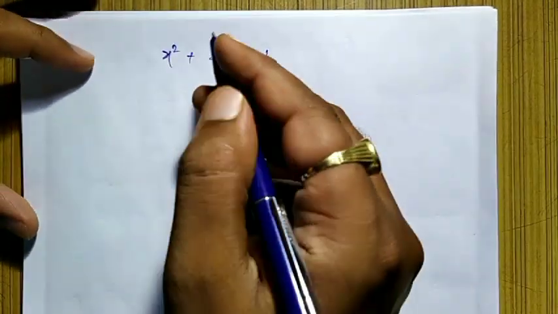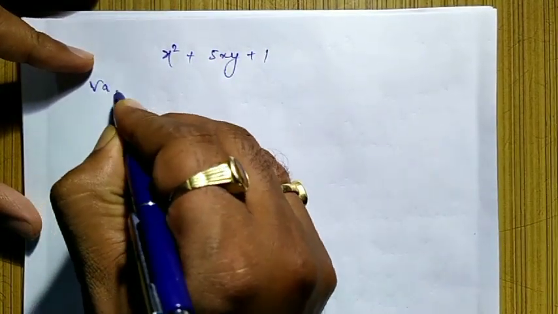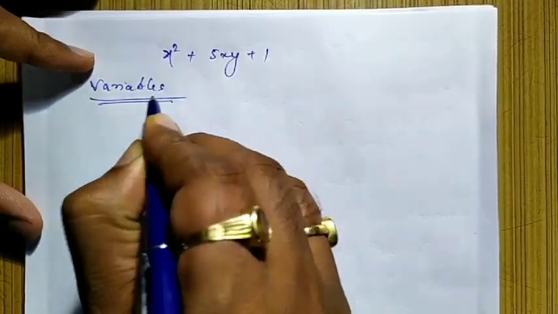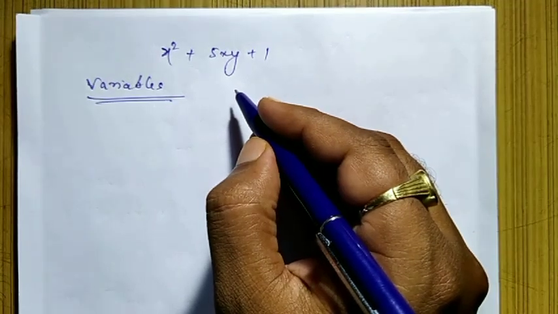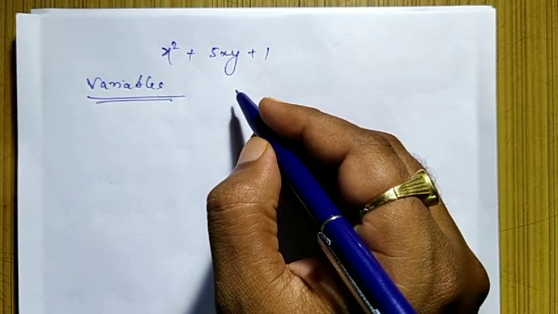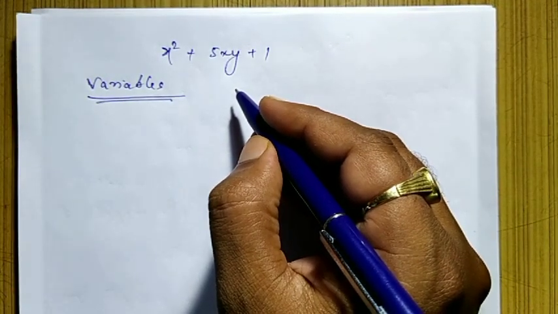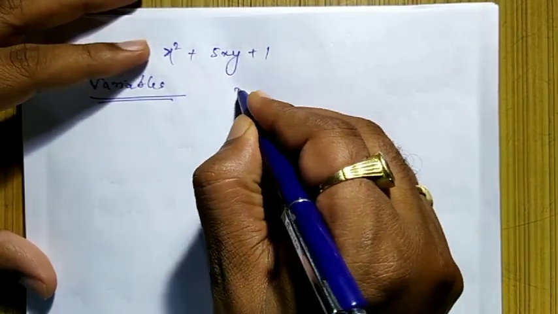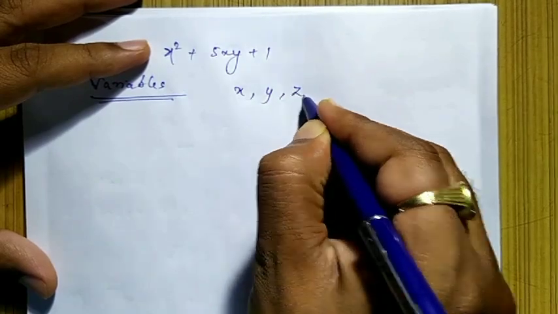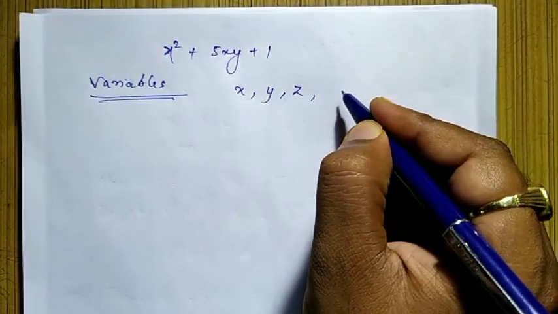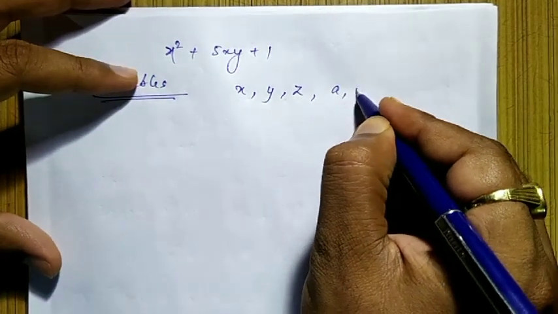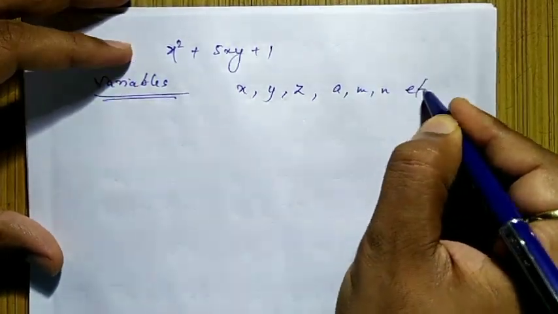After that we see what? Variables. What are variables? A variable does not have a fixed value, which means the value can be varied, like x, y, z. It is represented by letters x, y, z, a, m, n, etc. These all are variables.